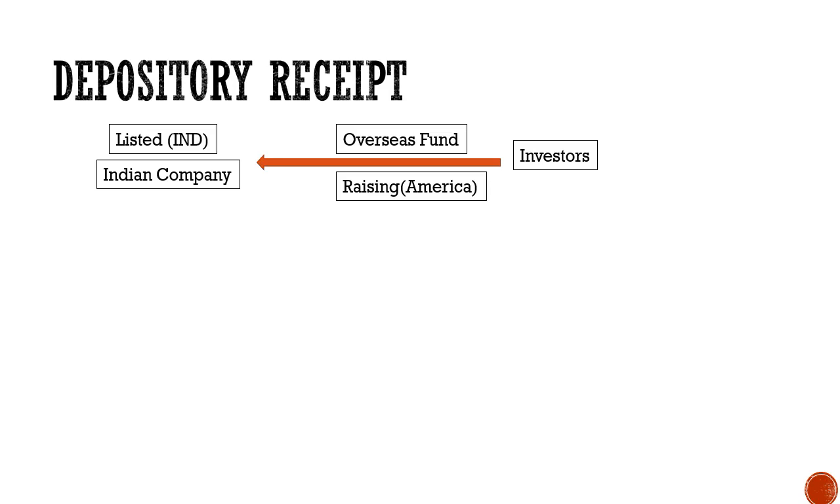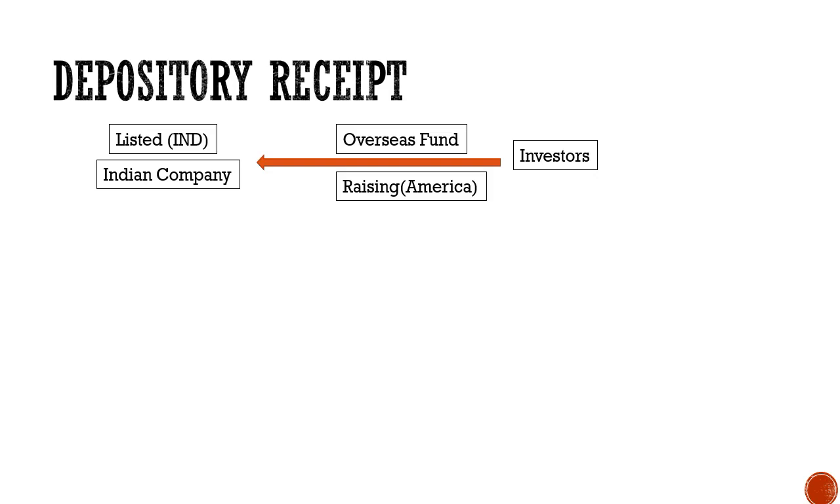Now the question arises: can the investor directly invest in the Indian company, or directly buy shares of the Indian company? If we take the scenario of the Indian corporate market, many companies like HDFC, Infosys, etc., have raised funds through depository receipts from the United States of America. So now we need to learn how these Indian companies sold their Indian shares to overseas people. By learning that procedure, we'll be able to explain what a depository receipt is.